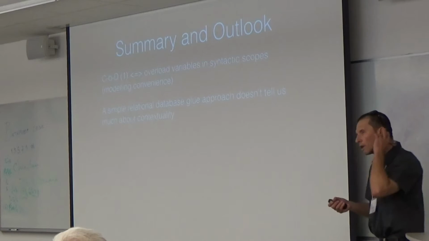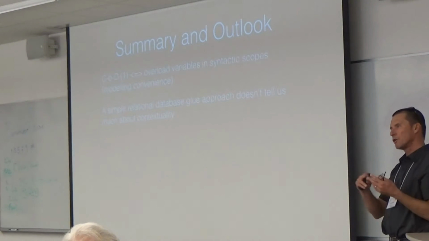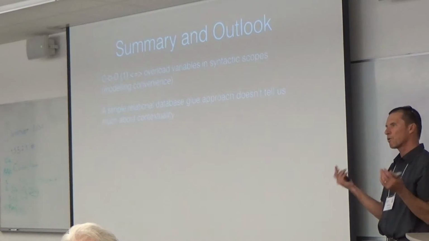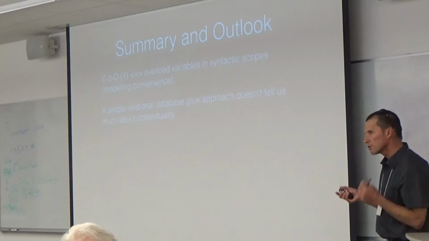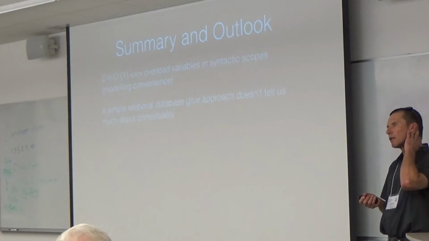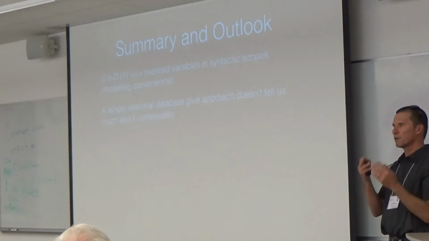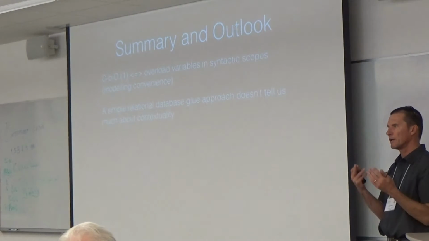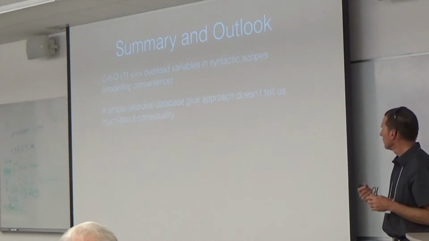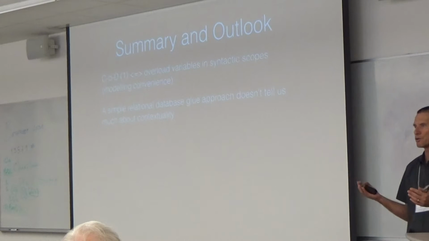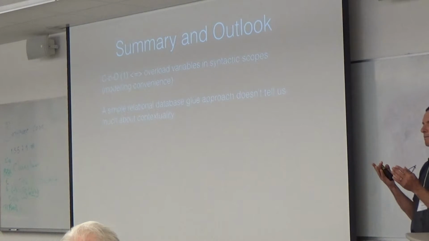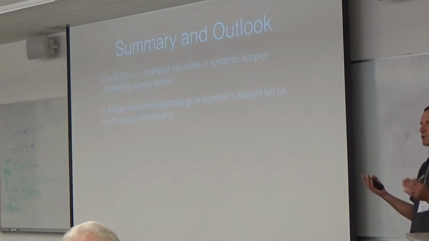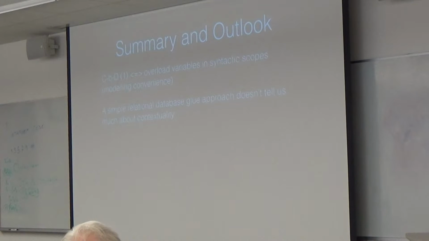The similar relational database approach to this gluing, using Cartesian product and natural join, doesn't really tell us much about contextuality. And in fact, some of the things we already know about contextuality can't really be recovered. So clearly the simplistic approach of using those two operations doesn't get us very far.